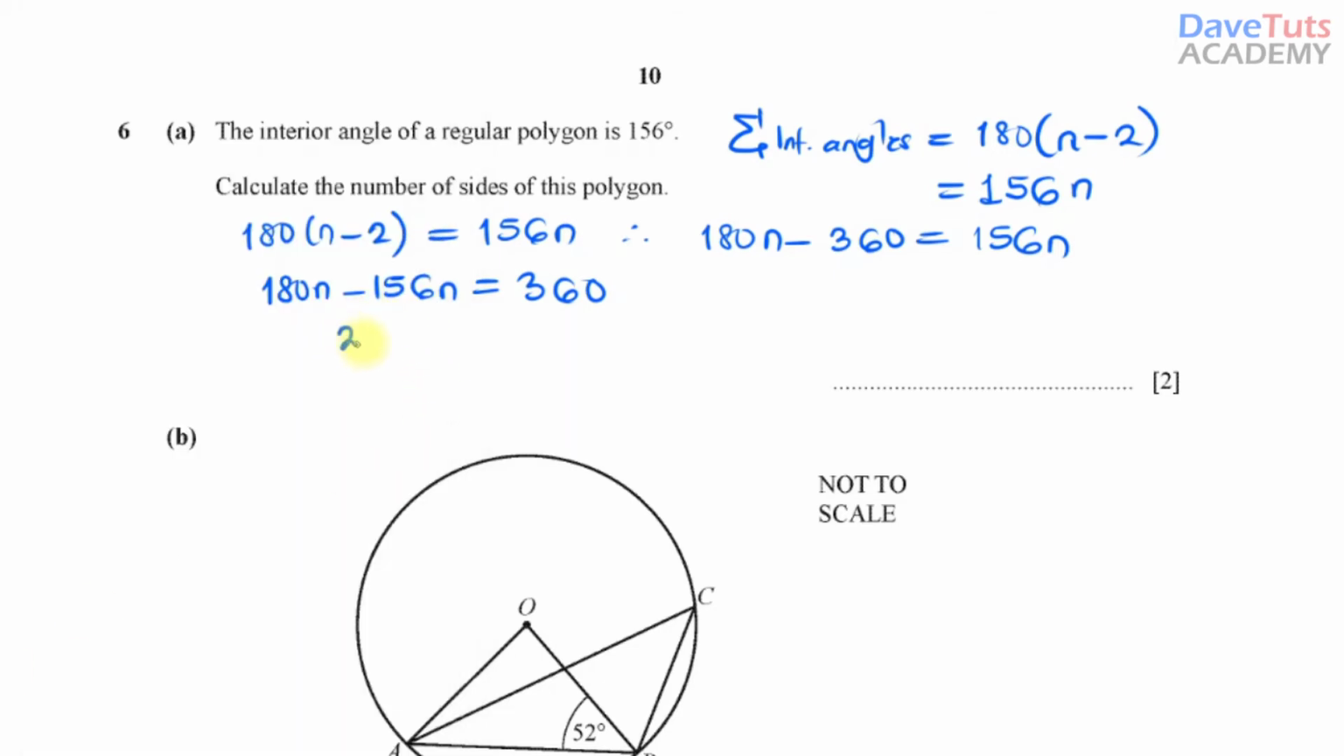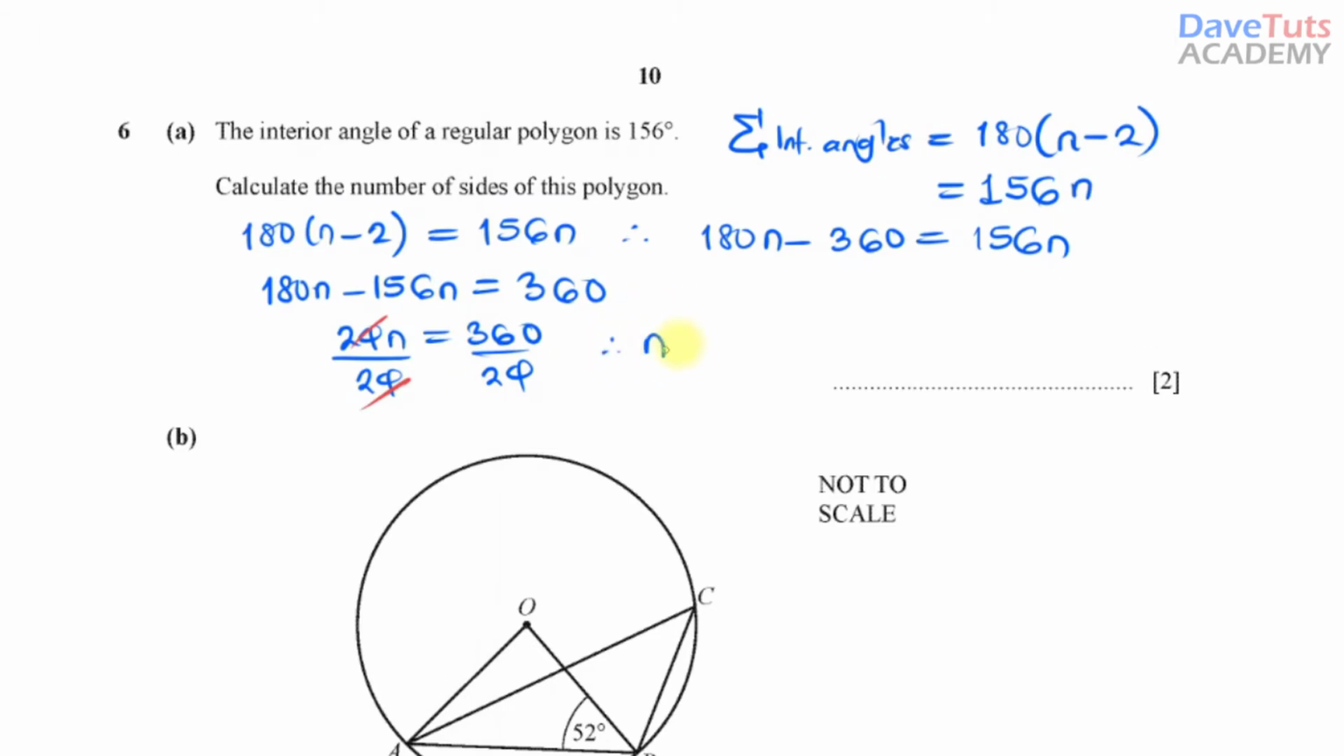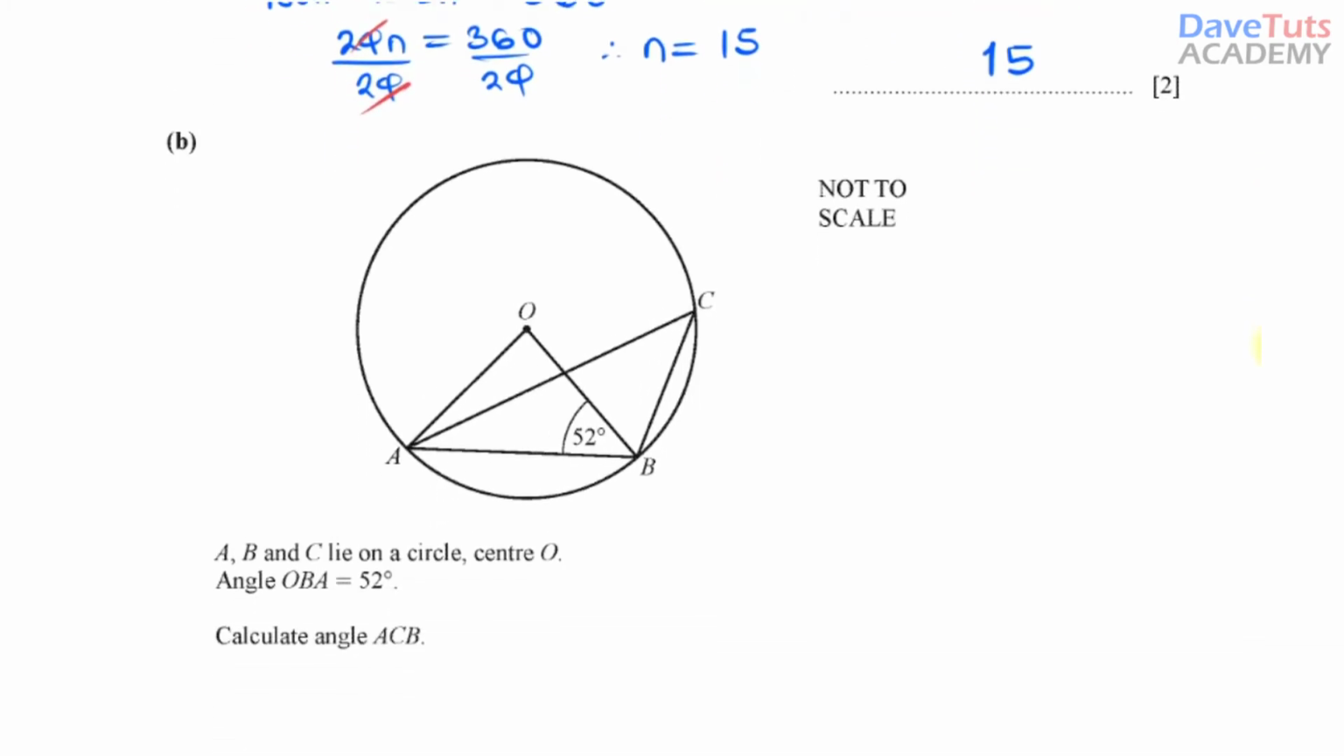So we have 24n is equal to 360, and we can divide both sides by 24 so that we can find the value of n. We have n to be 360 over 24, which we can also look at on our calculator. 360 divided by 24, so that is 15. So we can have that our n is nothing but 15, and here we will just append that as 15 and we are good and fine.